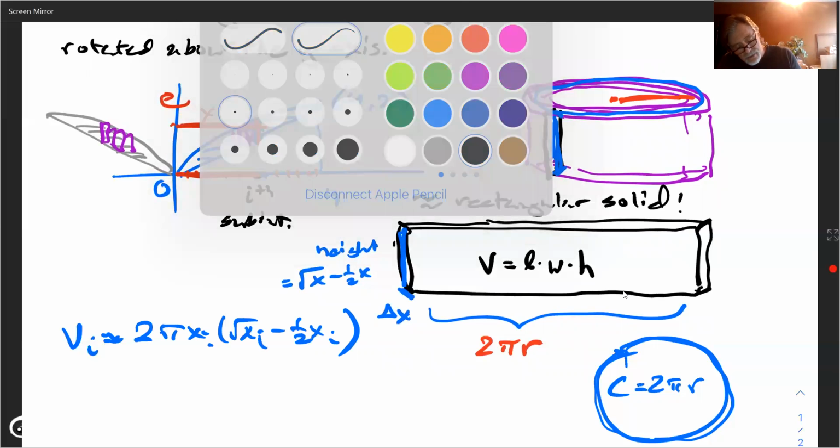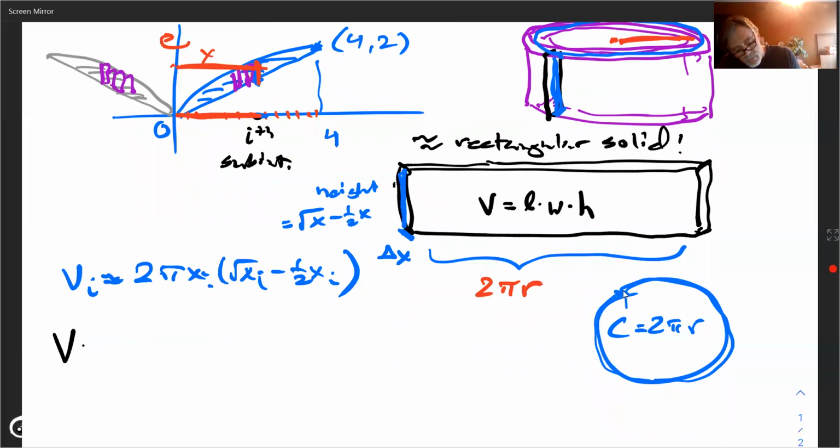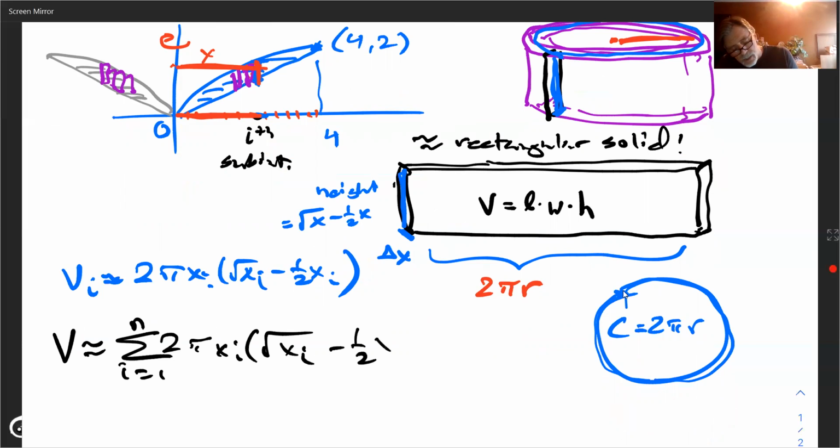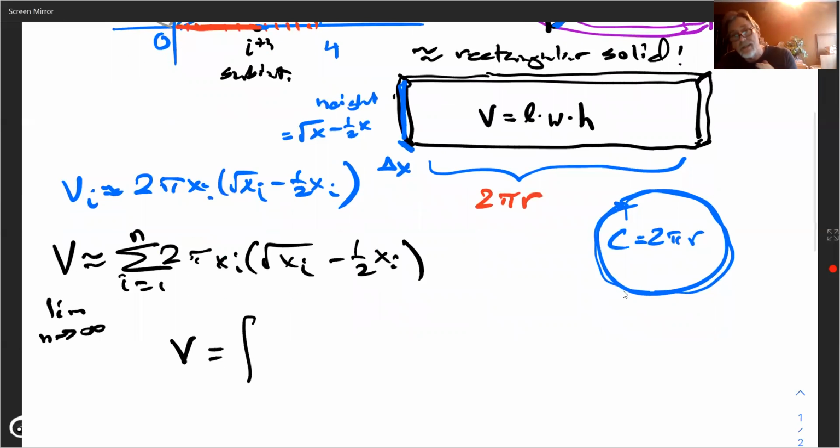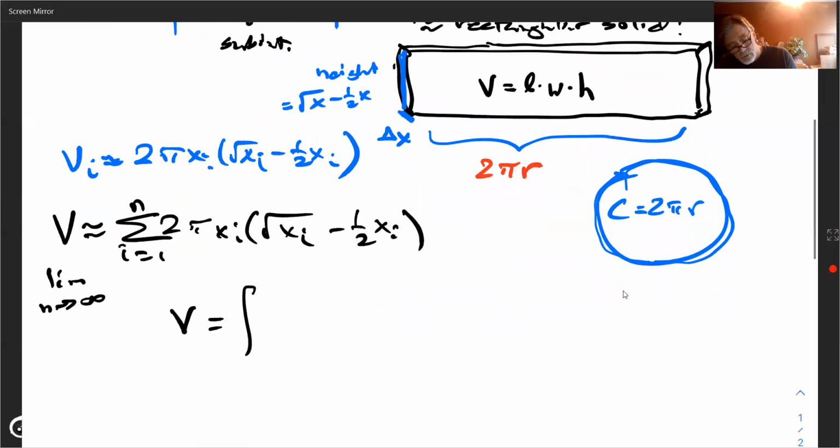So for us, the volume is approximately, let's see, let's add them all up. i equals 1 to n, and then you go 2 pi x sub i, and then radical x sub i minus 1/2 x sub i. Now, you don't have to do your homework this way. There are formulas to use, but as we take the limit, provided it exists, as n goes to infinity, here comes our integral. We're going to integrate. We're slicing and dicing, remember, in this picture, from 0 to 4.